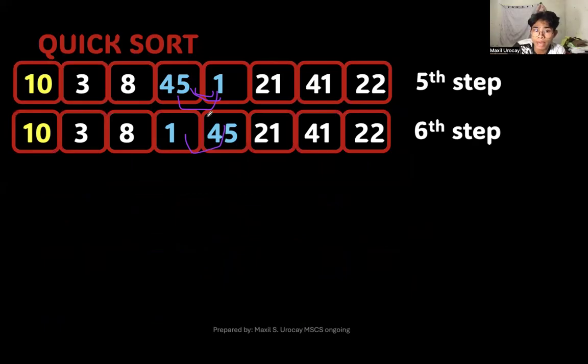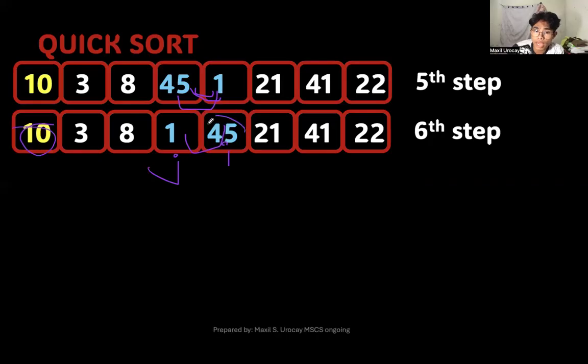If you increment your I, 45 is your new I, and if you decrement J, that one is your new J. Now, if you check, you can interchange supposedly. However, they collide or cross each other already, so there's no need to do that function anymore. So right now our goal is your pivot, we need to put that in place.